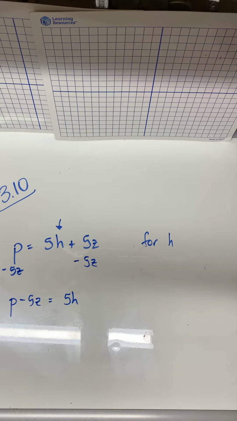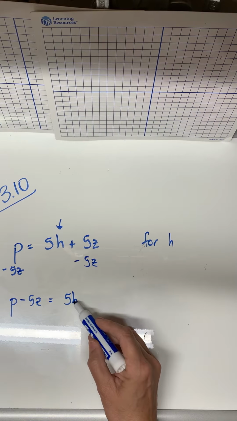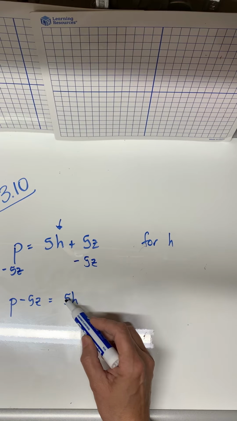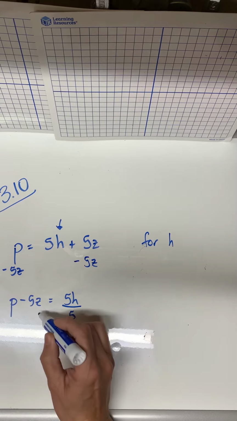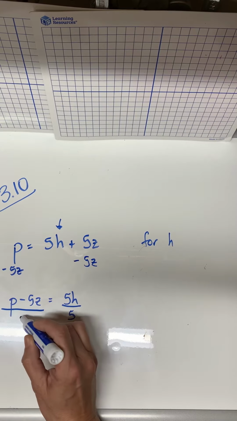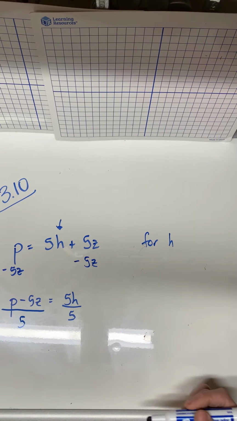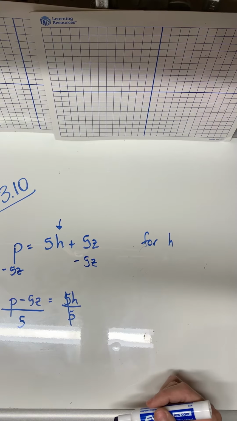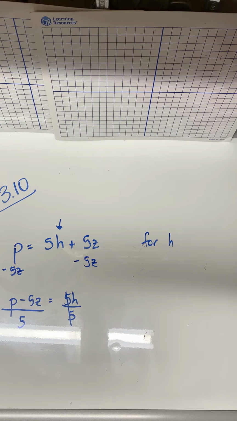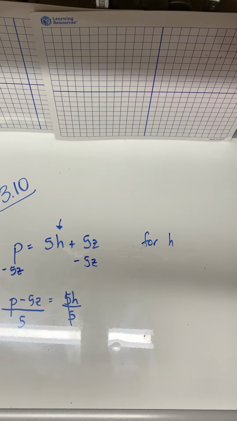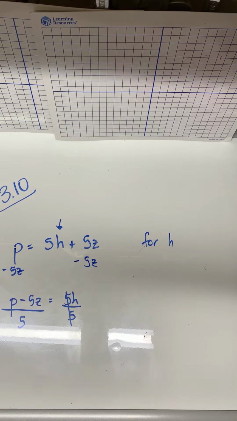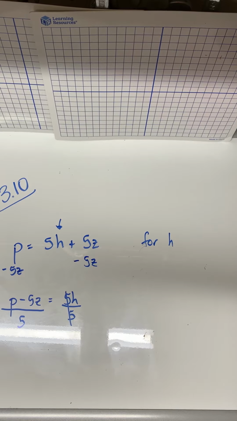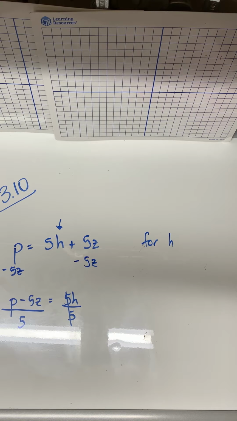But now I still have a step to do because H is not isolated. It's connected to the 5 with multiplication. So I divide to undo multiplication, which means this entire side gets divided. And then there's my answer. H equals P minus 5Z all over 5. Keep in mind, in this case, the P is a lowercase letter, so I would type it in as a lowercase, and so is the Z.